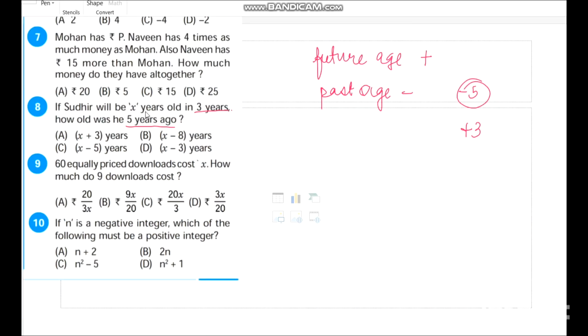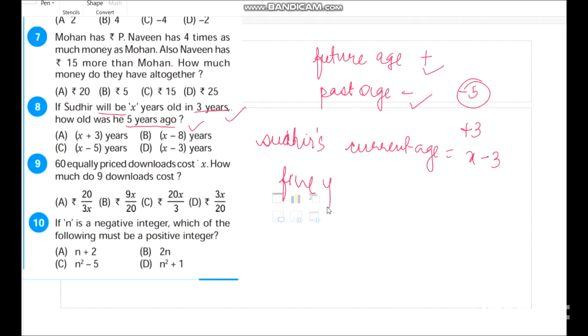They are saying Sudhir will be X years old in 3 years. And how old 5 years ago? So when it is ago it is minus, when it is future it is plus. Now I will say that Sudhir's current age will be X minus 3, because within 3 years he will become X. Now they are asking 5 years ago. So 5 years ago his age will be X minus 3 and then minus 5. So it becomes X minus 8.